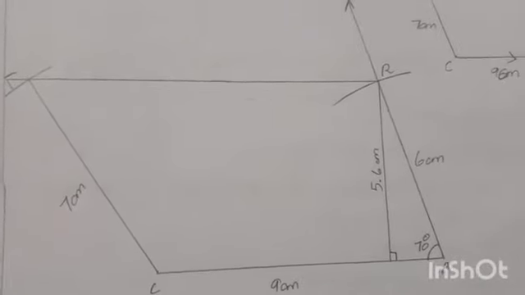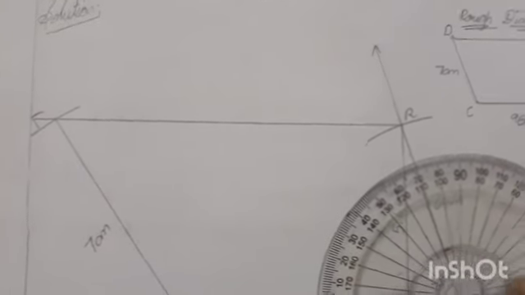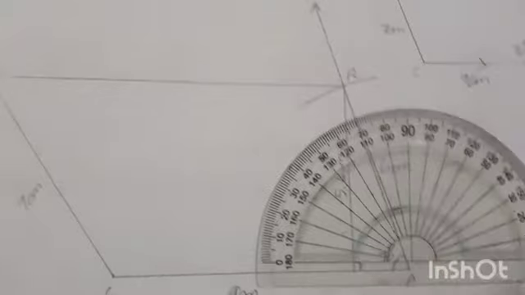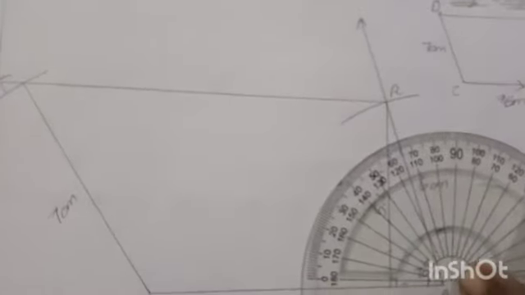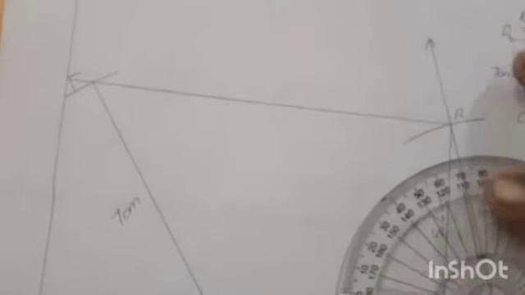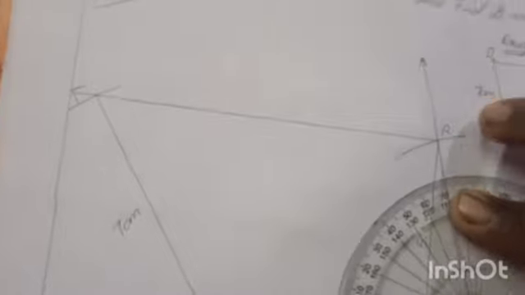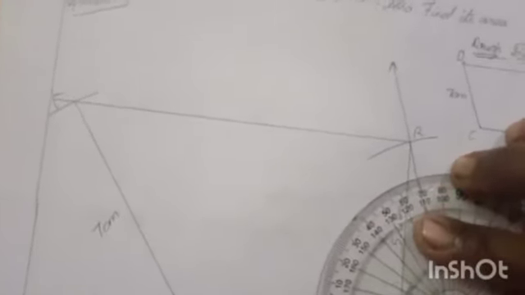How to measure 70 degrees? We have to use the protractor. Keep it on the point A, the vertex. The baseline of the protractor should coincide with the line segment. Keep it like this. 70 degrees, you know, is an acute angle. So you have to measure 70 degrees here.